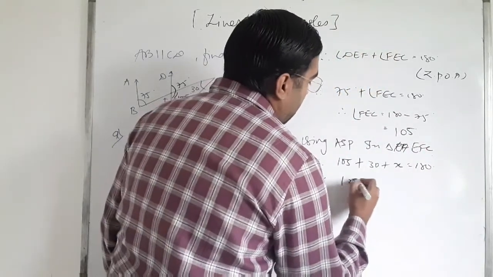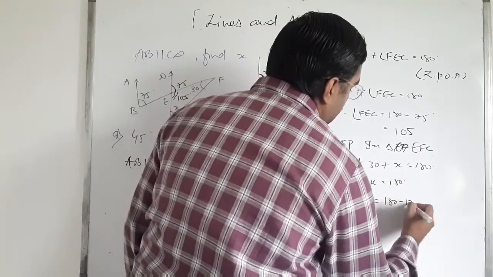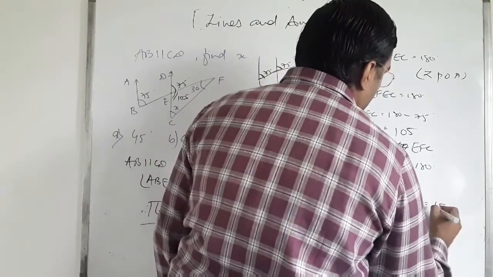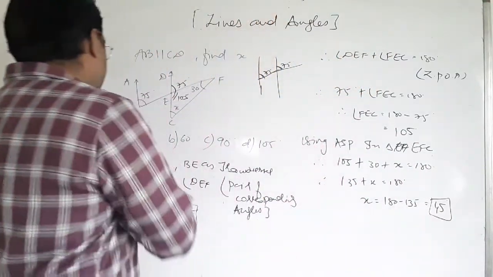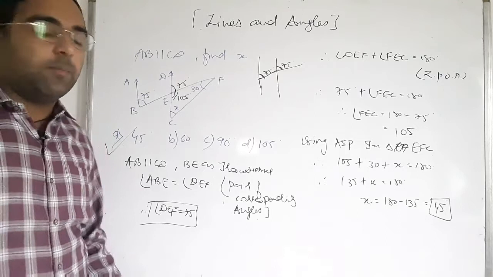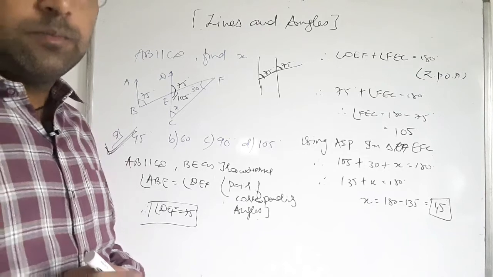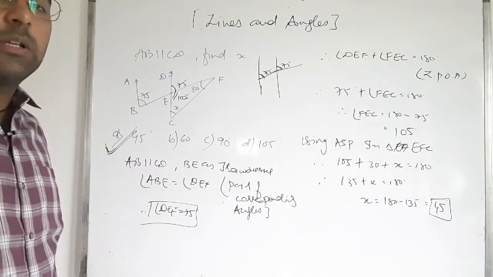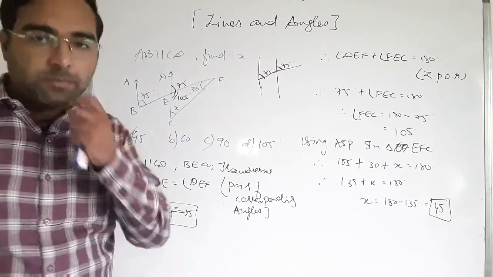So 135 plus X equal to 180 degree. So angle X is equal to 180 minus 135, that is equal to 45 degree. Your angle X is equal to 45 degree, so your answer will be option A, 45 degree. Okay, clear? Please note down the question. Note down the answer.